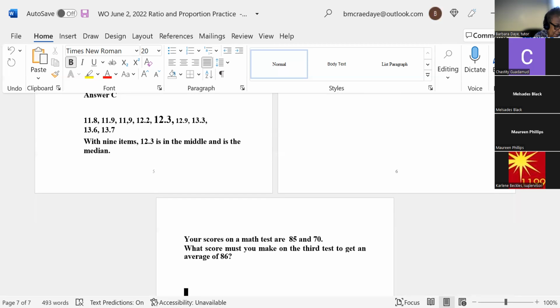Is it 76.5? What's the score? 77.5, and you square it to 86. No. Maureen, how would you solve it? I would add the two numbers together and divide by 2 and get the average. That's what I did. No.